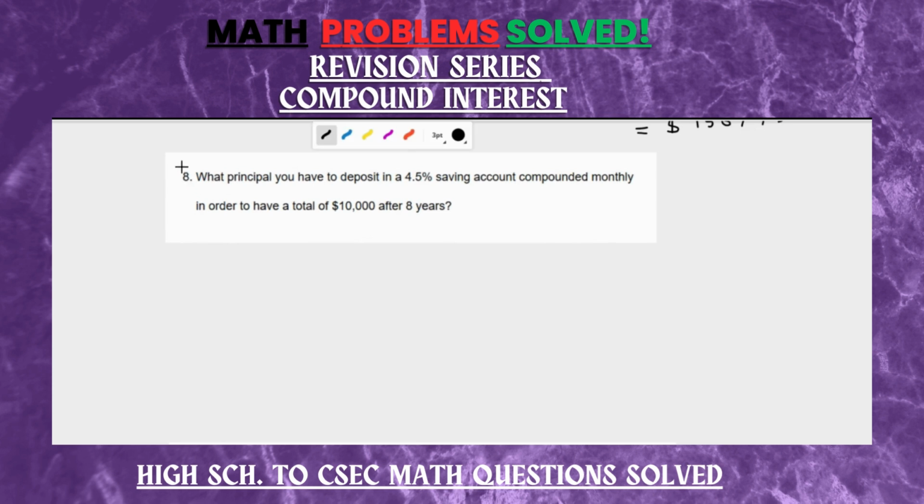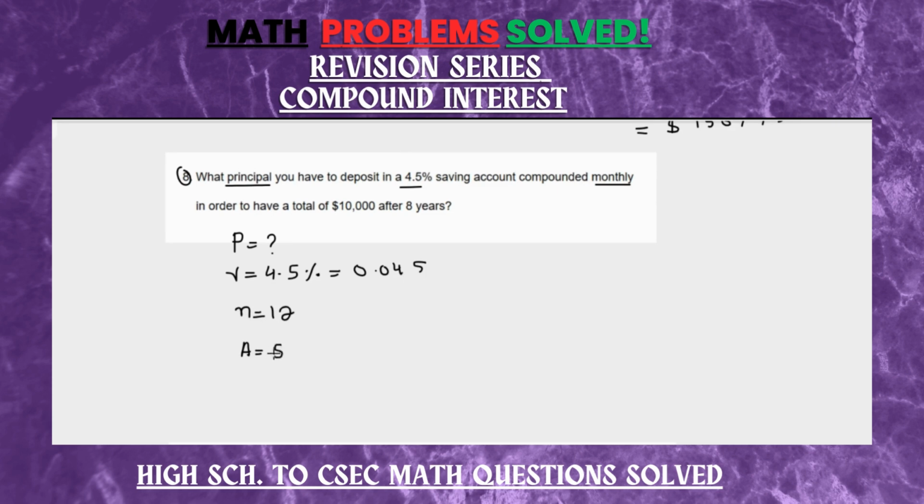Then we will see this question. What principal do you have to deposit in a 4.5% savings account compounded monthly? This is monthly compounding, and you have to find the principal. So you can see we need to rearrange the formula in different conditions. For example, when we have to find the principal amount, the rate is given to us, that is 4.5%, which means 0.045. Compounded monthly, so n will be 12 here. To have a total, the final amount should be $10,000, and the time is 8 years.